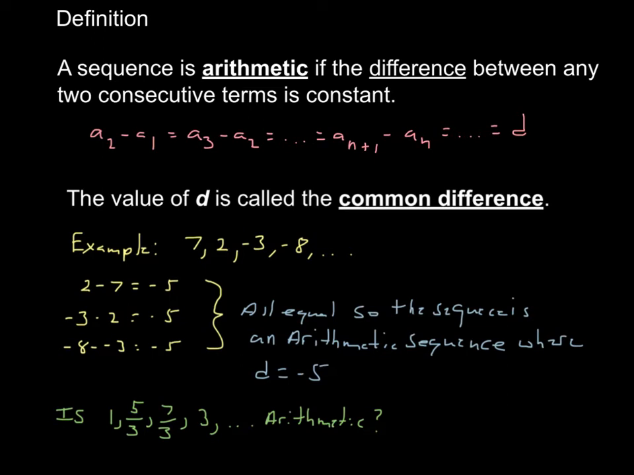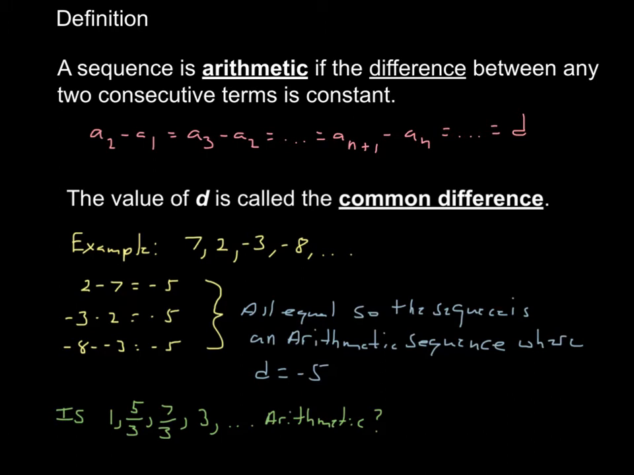One of the things they ask you to do is determine if a given sequence is arithmetic. That means you're going to identify the differences between the consecutive terms. If they are the same, then you would say yes, it is arithmetic. If they are different, then it is not.